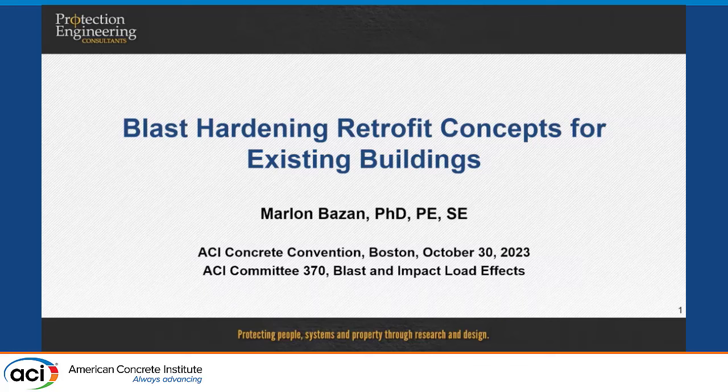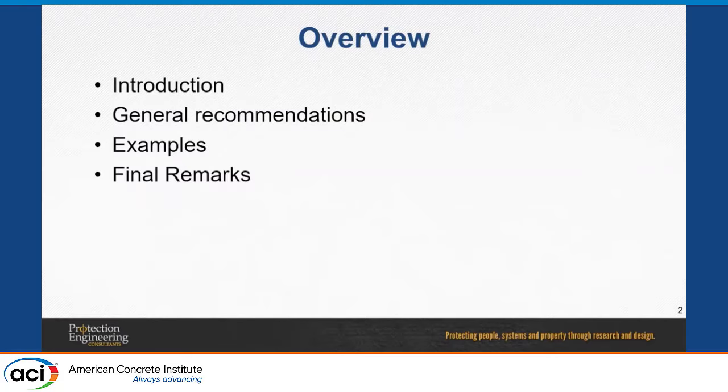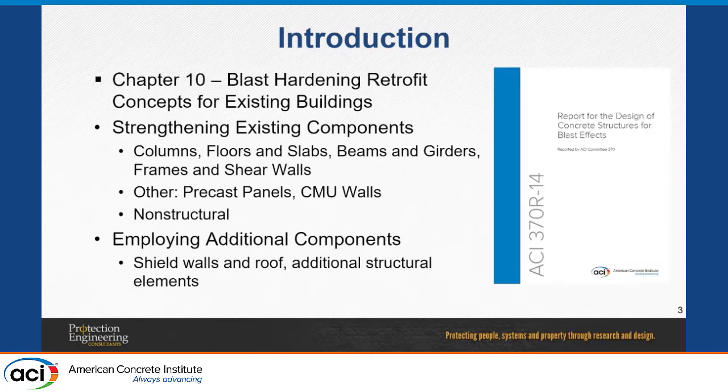And I'm going to be talking about blast hardening concepts for existing buildings, but within the context of the document that Ganesh was presenting earlier, which is the 370 report. One of the chapters talks about blast retrofits. That's just the overview of the presentation. I'm going to start with some introduction, some general recommendations, and then some examples of different retrofits and some final remarks. Before I go ahead with the presentation, I have to start with a statement.